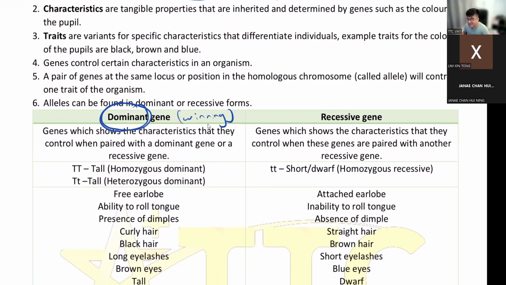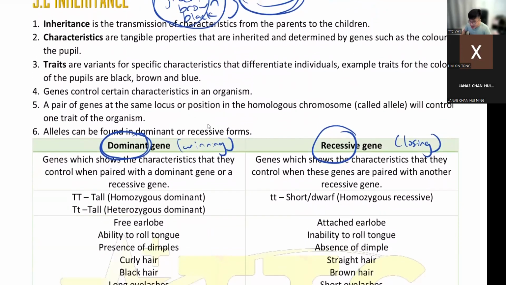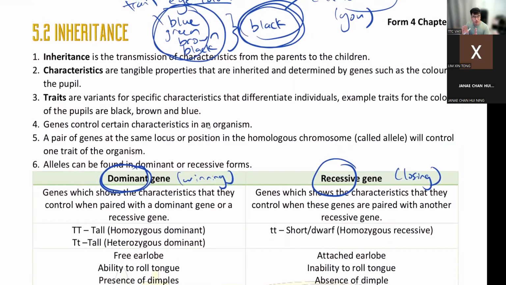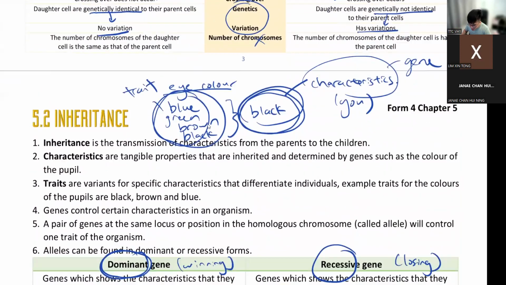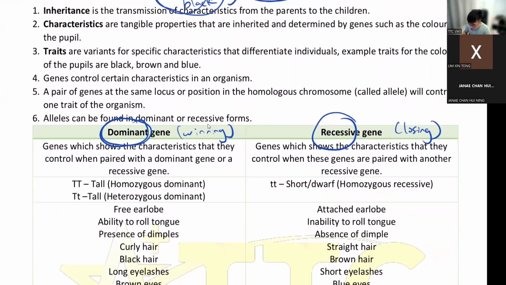Yes, the leader, right? And then the other end, we have something called recessive gene. This is the losing gene. What do I mean? Your dad will give you one gene, your mom will give you one gene, because they get from both. Let's say your dad gives you a tall gene, your mom gives you a short gene.